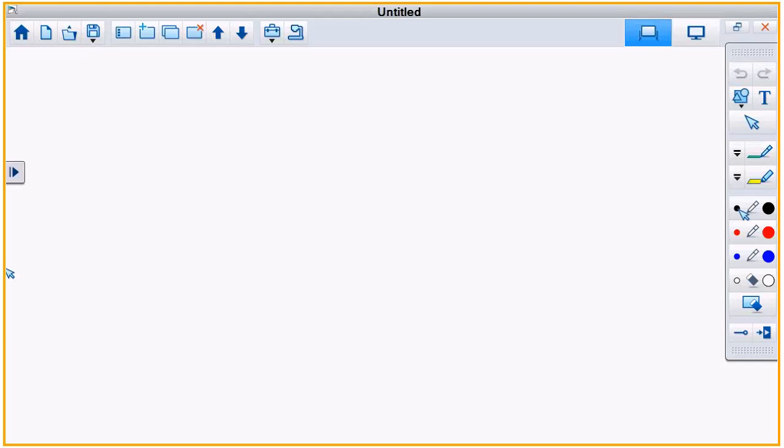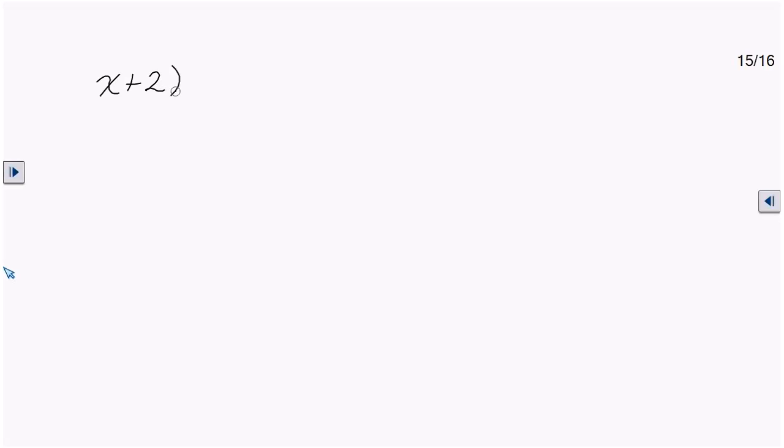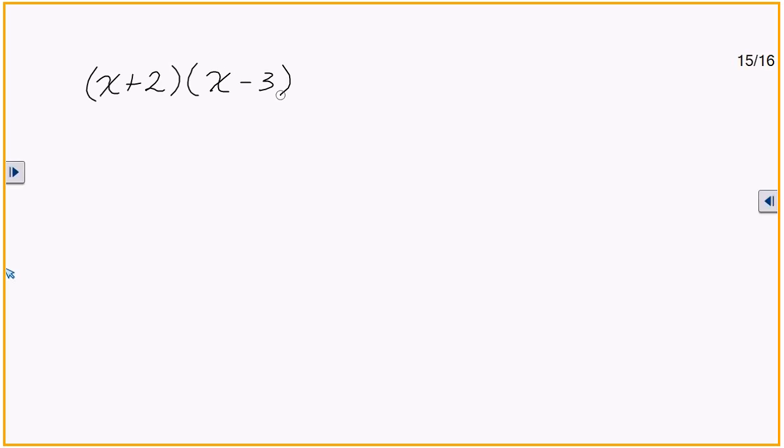Now, anytime you have two binomials, x plus 2 times x minus 3, you can use the FOIL method. Now I'm going to stick to the FOIL method because when you go into Algebra 2 or 102 or whatever you call it, you're going to undo the FOIL method, and it's called the reverse FOIL method. And that's why I'm sticking to the FOIL method here.